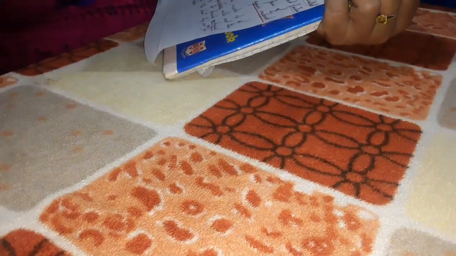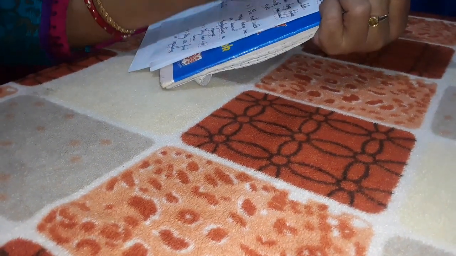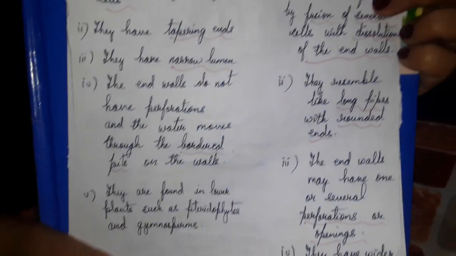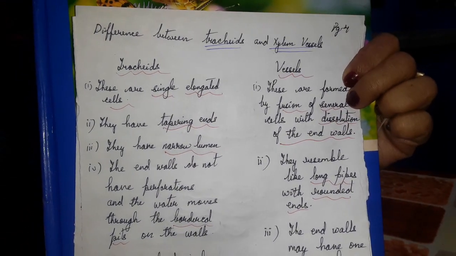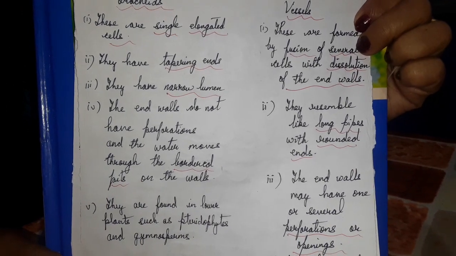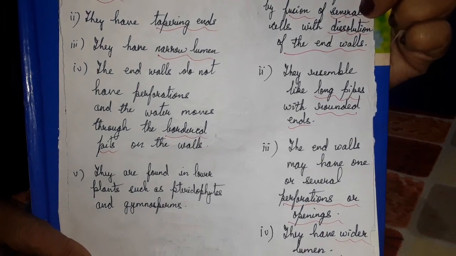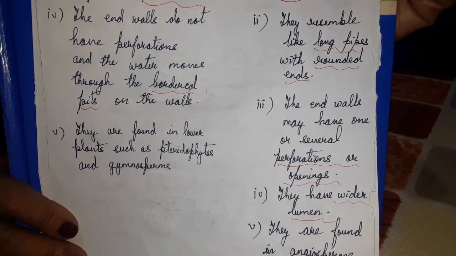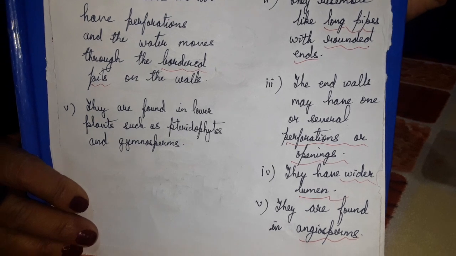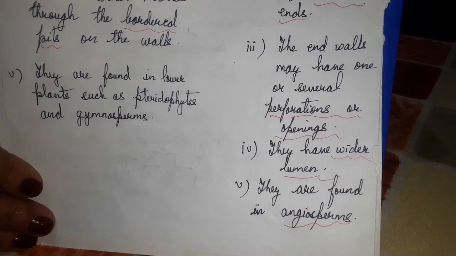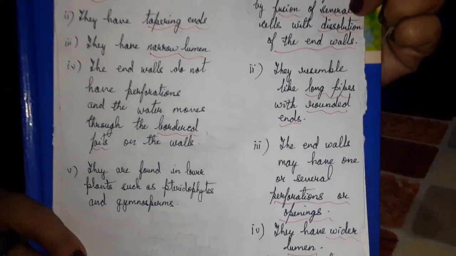Then we have the difference between tracheids and vessels. These are often asked on the basis of structural differences or functional differences. Xylem vessels are also called wood. They are arranged in a ring in the stem in the dicot, and in the monocot they are found scattered.